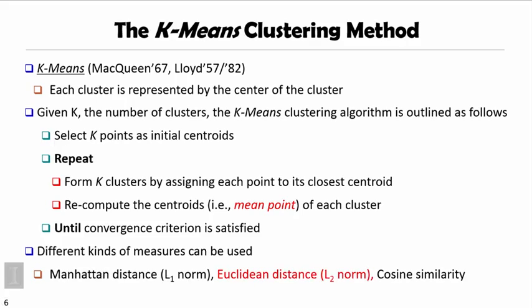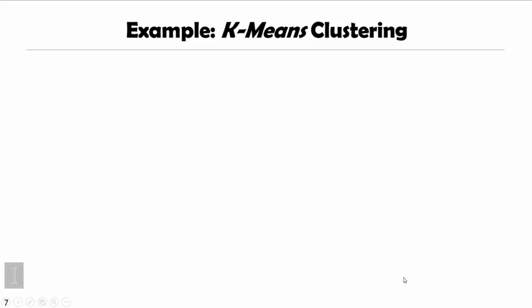There are different kinds of measures that can be used for calculating the distance and assigning each point to its closest centroid. We can use Manhattan distance, the L1 norm, or Euclidean distance, the L2 norm. Quite often, the initial algorithm used Euclidean distance. We can even use cosine similarity.